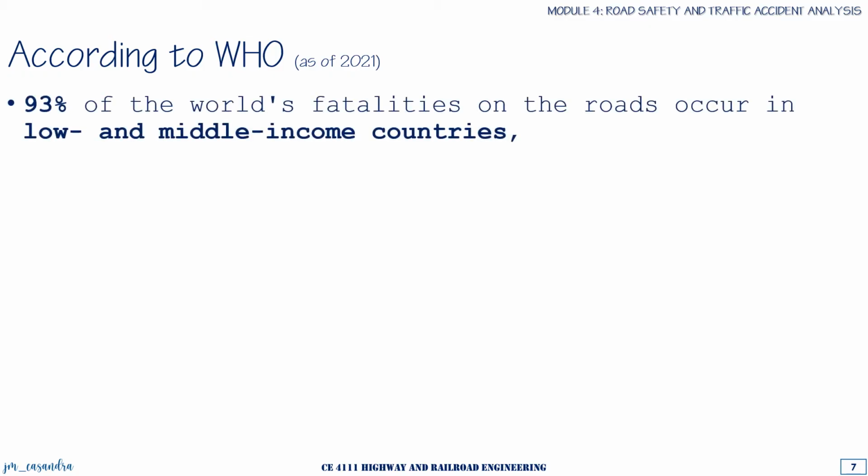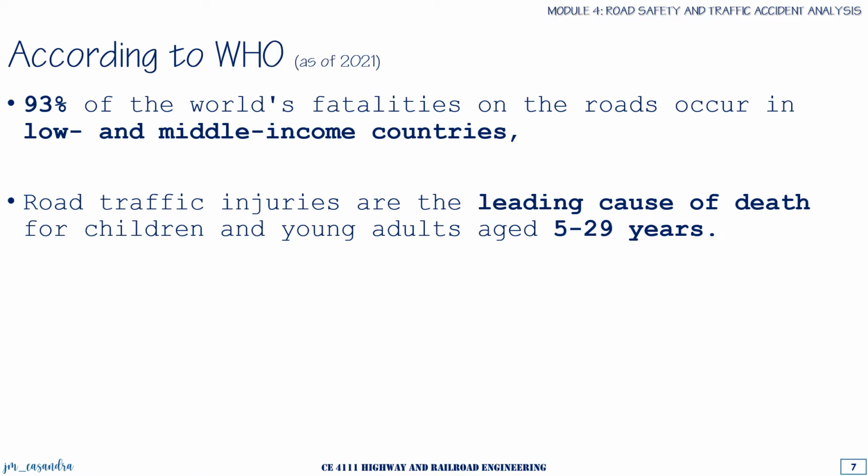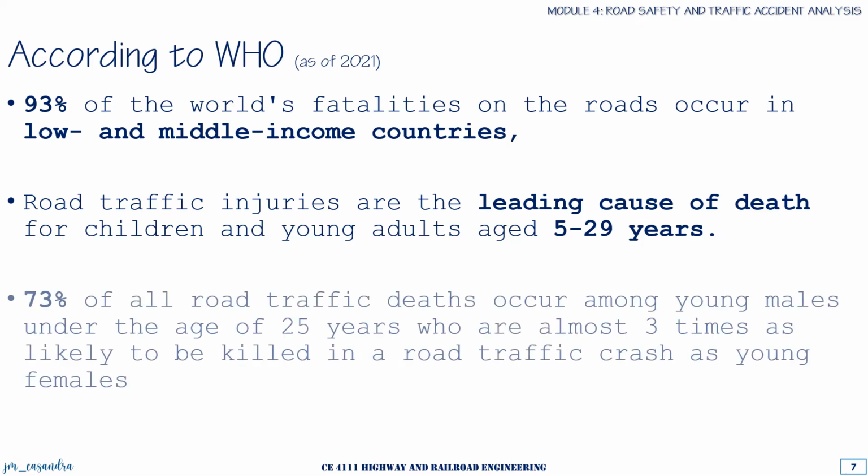Still, according to WHO, as of 2021, 93% of the world's fatalities on the roads occur in low and middle income countries, even though these countries have approximately 60% of the world's vehicle population. Road traffic injuries are the leading cause of death for children and young adults aged 5 to 29 years. And 73% of all road traffic deaths would occur among young males under the age of 25 years, who are almost 3 times as likely to be killed in a road traffic crash as young females.